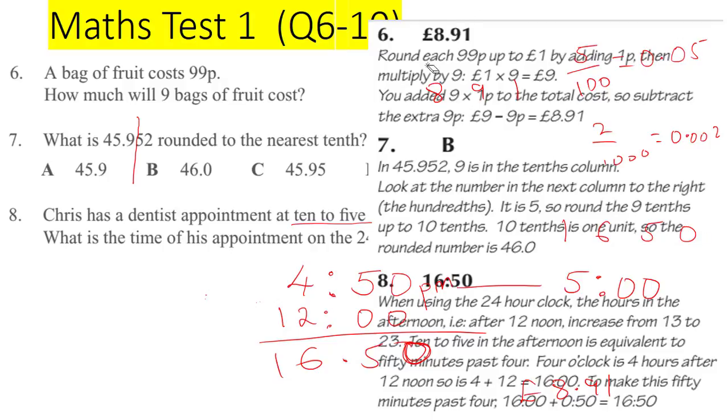So if you want to mark your answer quickly, question 6 is £8.91p. Question 7 is B, and question 8 is 1650.